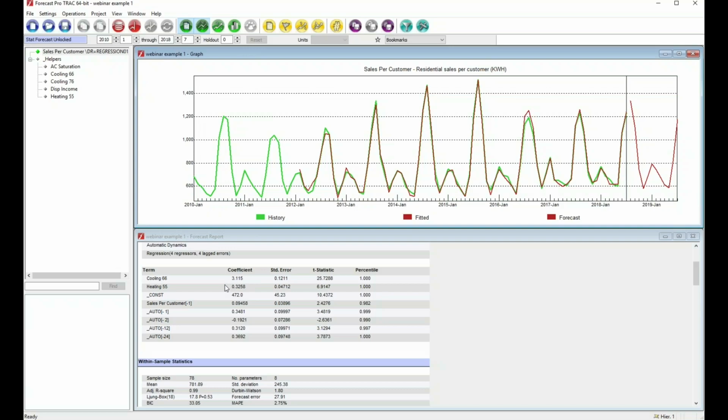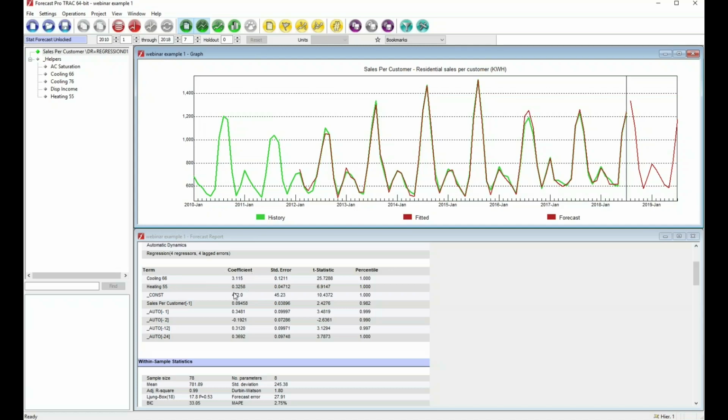And if this were a negative coefficient, I would know I have a problem. My model would be saying that when it gets really hot, I don't sell as much electricity, and that does not make economic sense. So the first thing I look at is the sign of the coefficients. In this example, they're both positive, and since I sell more electricity when it gets hotter than 66 degrees Fahrenheit, and when it gets colder than 55 degrees Fahrenheit, this is what I expected.